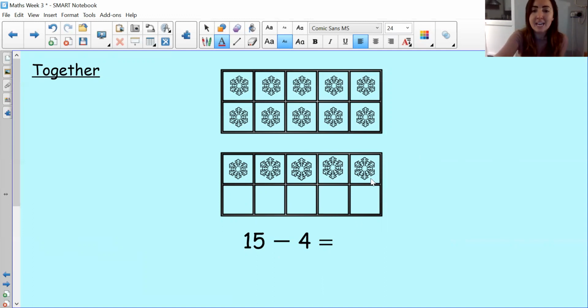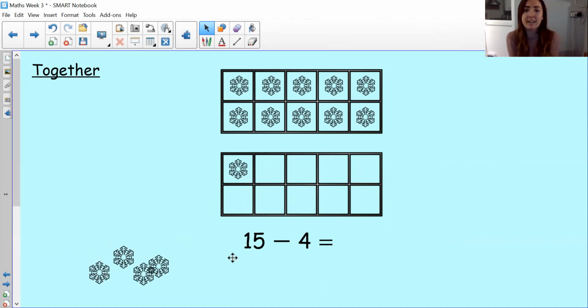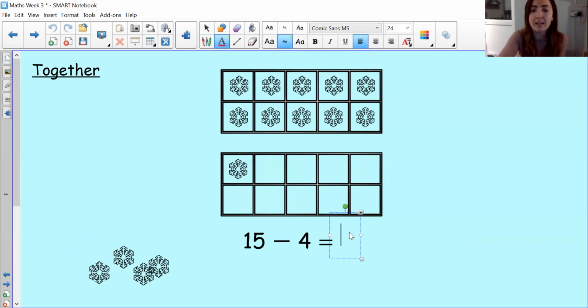Okay, so if I'm taking away 4, I need to move 4 away. 1, 2, 3, 4. And now I can see I have 11 left. So 15 take away 4 equals 11. Well done if that's what you worked out too.